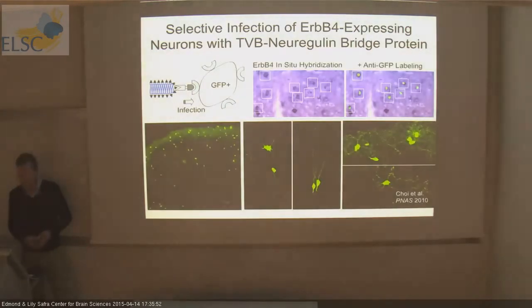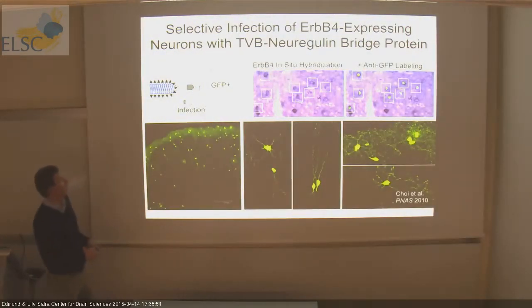And here you can see that that works, where we can show by in situ hybridization these cortical neurons that are expressing ERBB4, and here's our anti-GFP labeling. The virus expressed GFP from its genome, and you can see that there's very good overlap and selectivity. And you can see just from the morphology of the cells that are infected that they're all inhibitory neurons. Okay. So this basic approach has worked well for us.